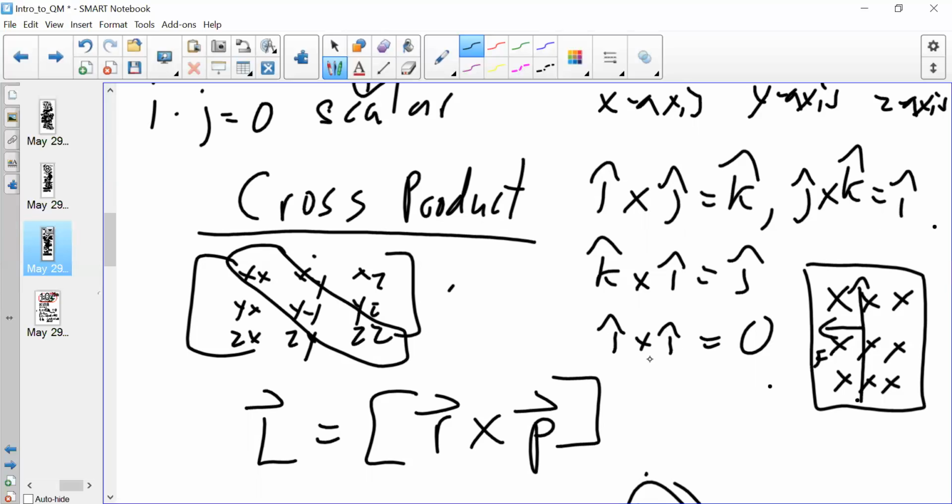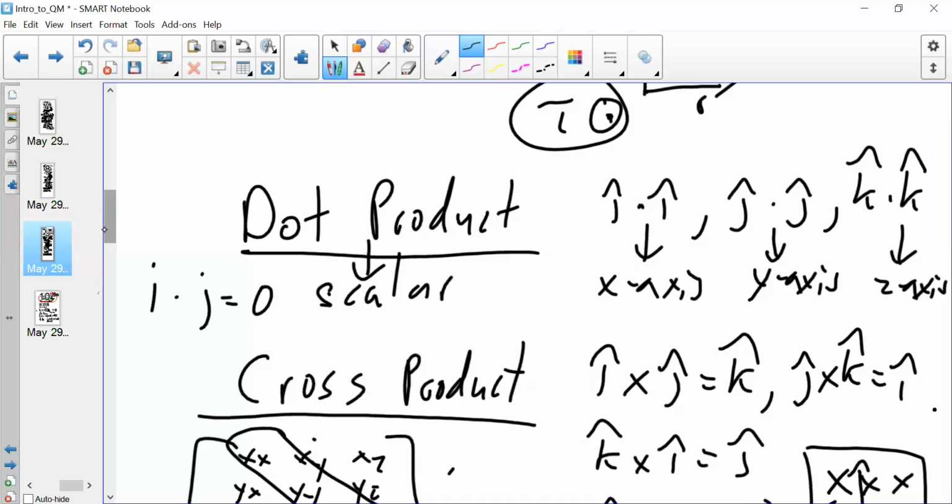So you can't have a cross product along the same axis because they're not perpendicular. They are parallel to each other. And likewise with the dot product, you can't get a dot product of two different vectors, because they're perpendicular. So the dot product deals with parallel stuff and the cross product with perpendicular stuff.